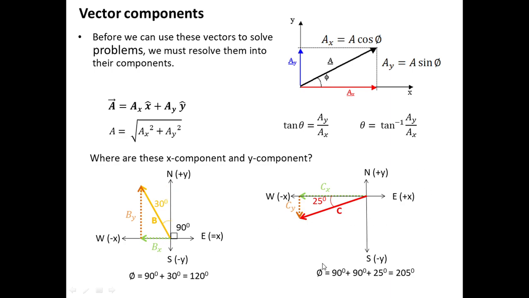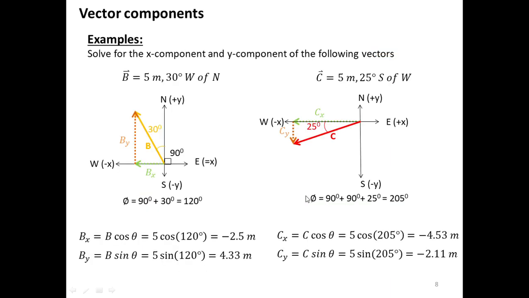So the same is true for our second example. So this is the vector. This is its y component. Again, as you can notice, it is parallel to the y axis. And this is its x component, which is parallel to the x axis.